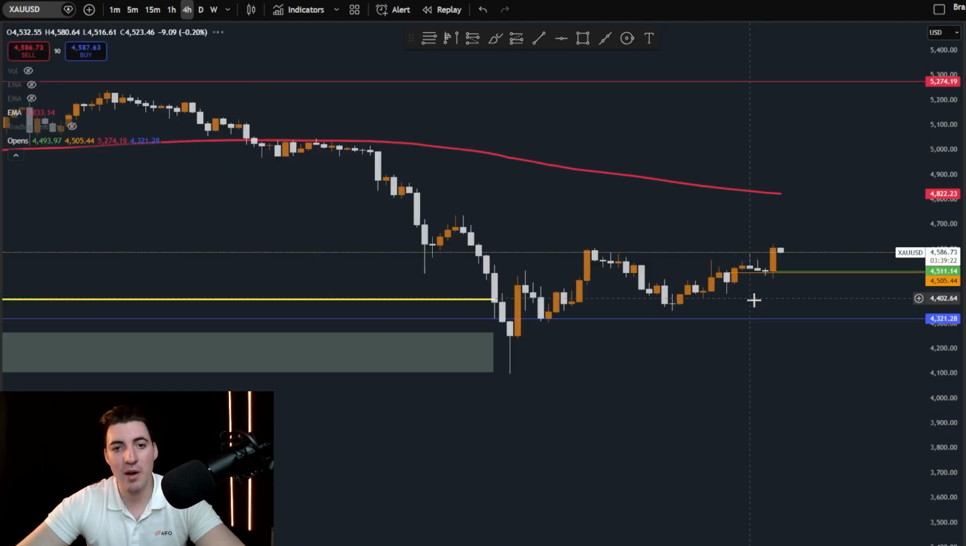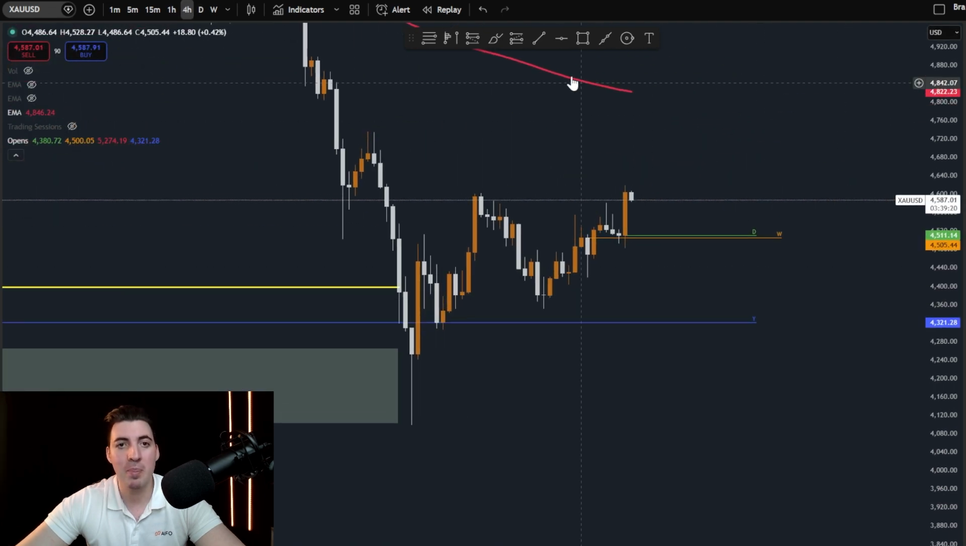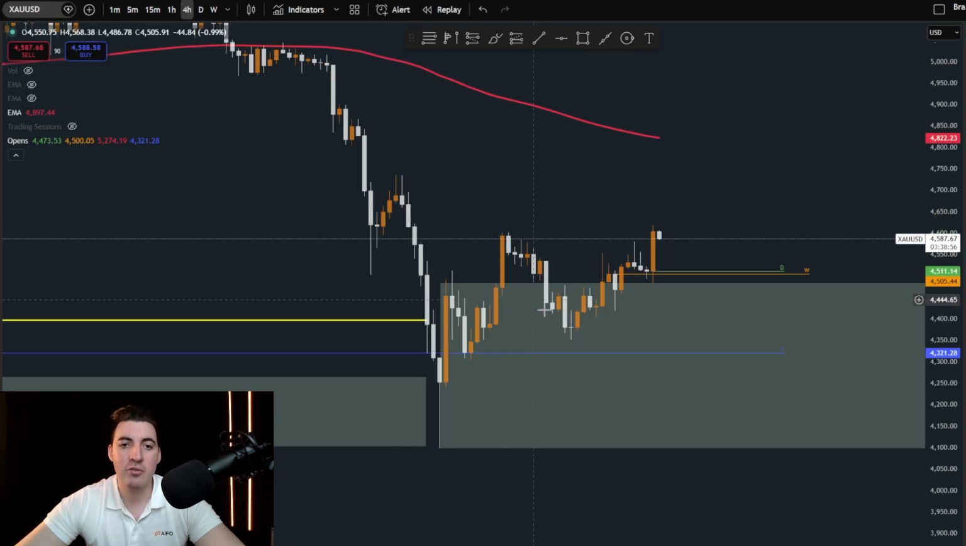So on the 4-hourly frame, what we can also see is this beautiful breaker structure here. And so this breaker structure created a demand zone. The price then retraced back into this demand zone. It is now continuing to break structure into the upside.